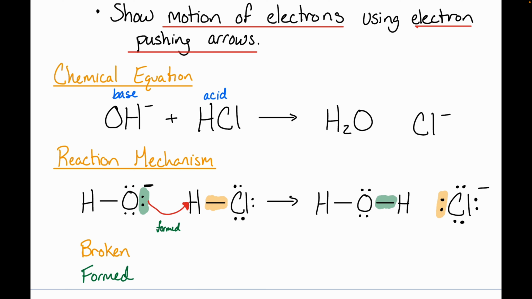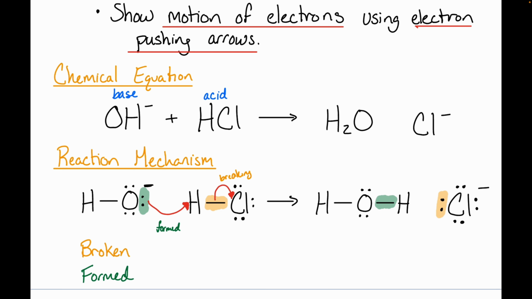All right, likewise, I'm going to show this bond breaking. It used to be between hydrogen and chloride. Now it's just sitting on that chloride ion. So I'm going to show an arrow from that bond over to that chlorine. Okay, this is my bond breaking over here. All right, so these are our electron pushing arrows.